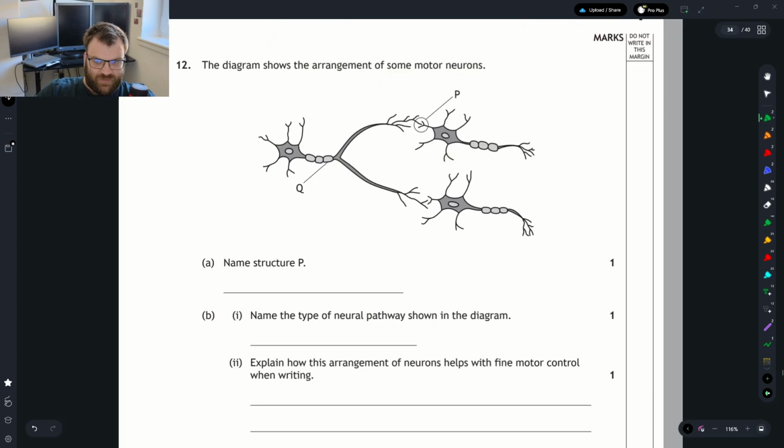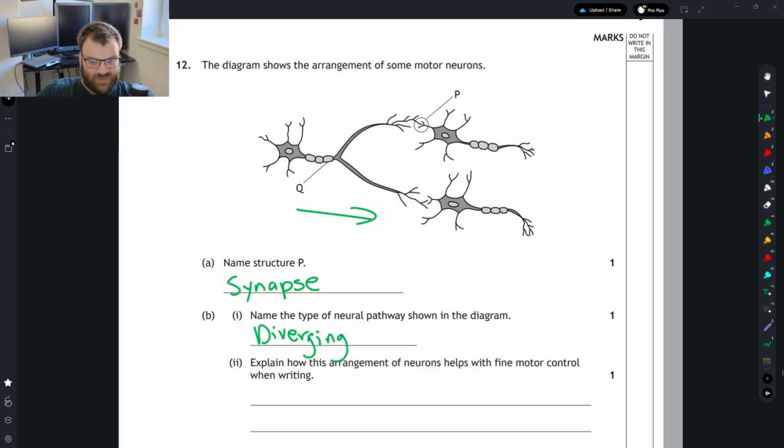In this question, we're looking at the combination of different neurons. We have a little gap in the neuron at P. That will be your synapse. Type of neural pathway, we've got diverging, converging, or reverberating. Diverging is when one splits off into multiple, which is what we've got here. We've got the flow going that way.